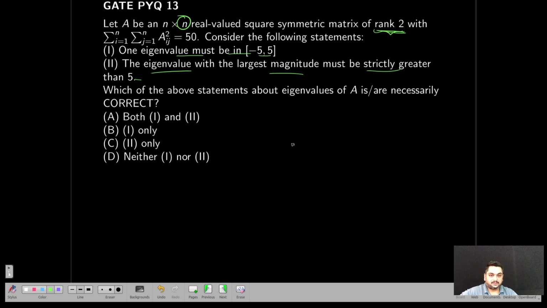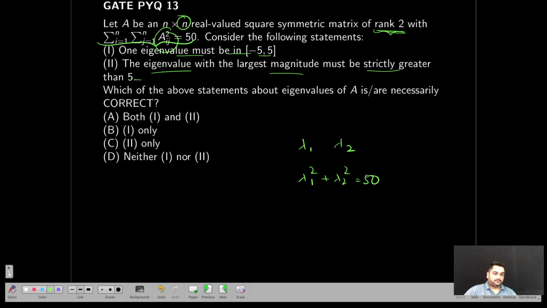So how will you write this? I take lambda 1 and lambda 2 as the 2 eigenvalues. This equation I can write as lambda 1 square plus lambda 2 square is equal to 50. That's the meaning. This entire A square is converted to lambda square. Now, what are they saying? One eigenvalue must be in minus 5 to 5. The second statement is the eigenvalue with largest magnitude must be strictly greater than 5.